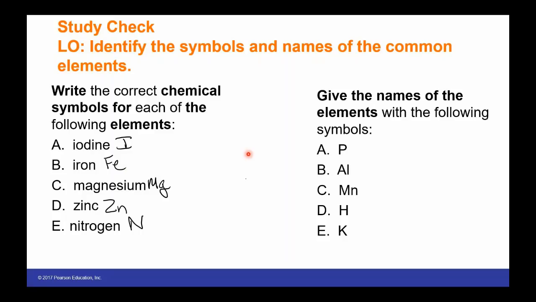Okay, for the next set of questions, give the names of the elements with the following symbols. So you'll have to use your periodic table to answer these questions. Take a moment, pause the video, and answer the questions on your own, and we'll come back and answer them together.